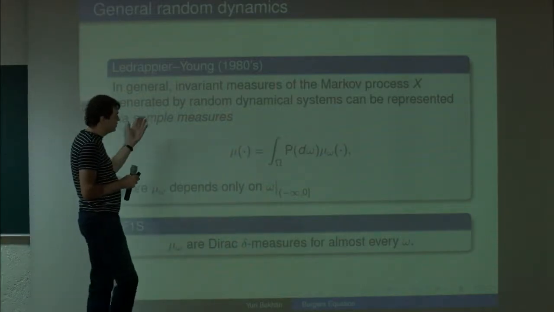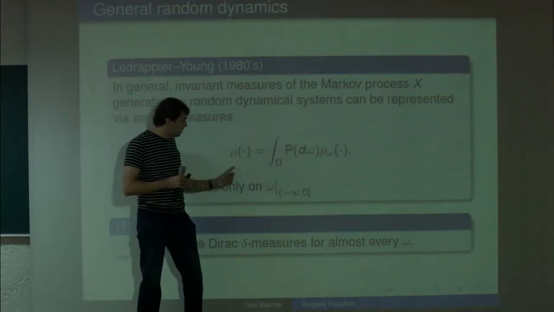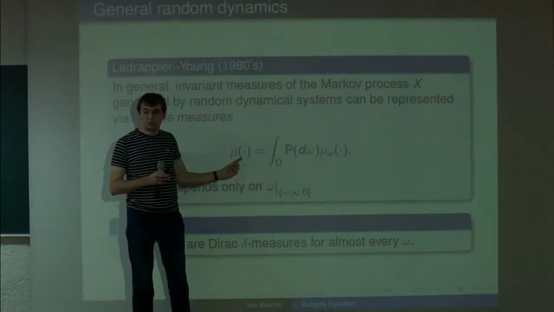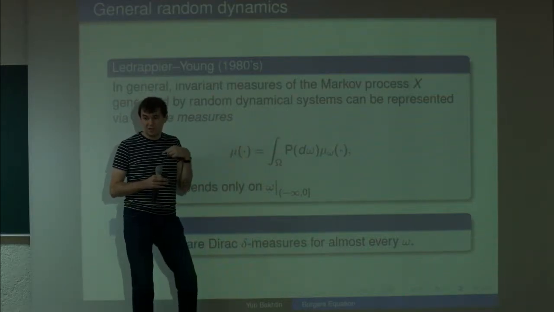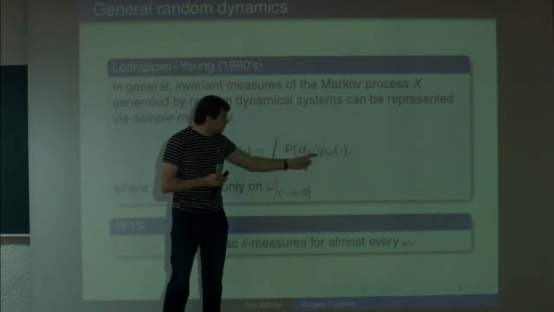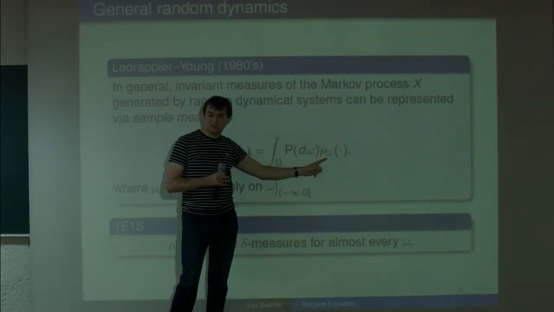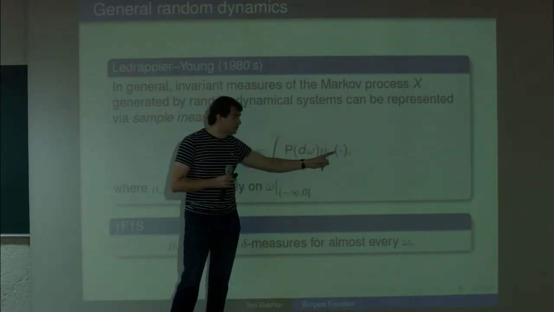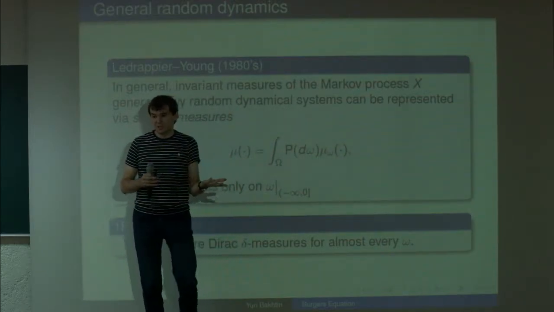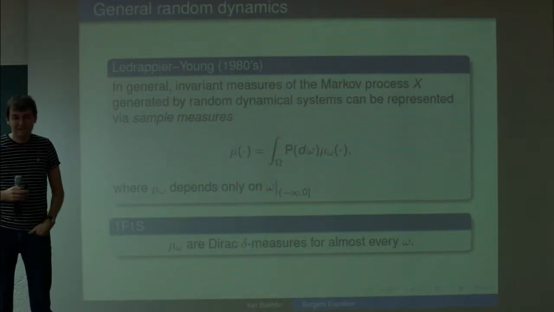And so in general, it turns out that, I mean, this is a very general situation. In general, you can express invariant distributions for Markov processes generated by random dynamical systems by this averaging over pasts, and to each past, to each history of the forcing, there corresponds a distribution. This distribution is called the sample measure. So this is a generic situation.